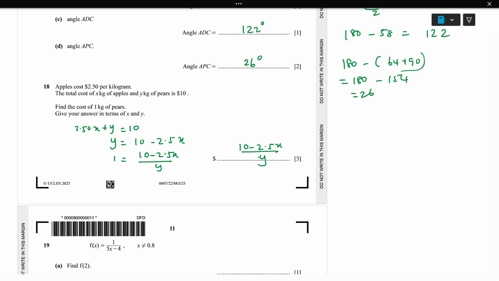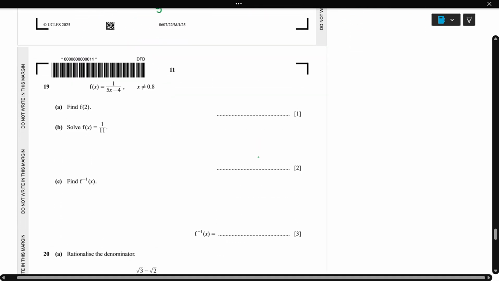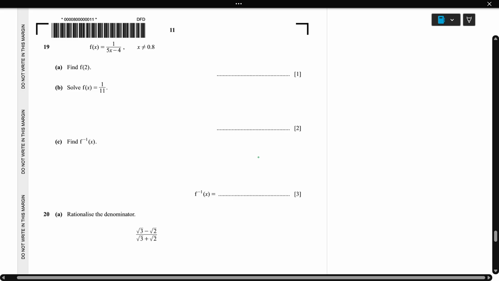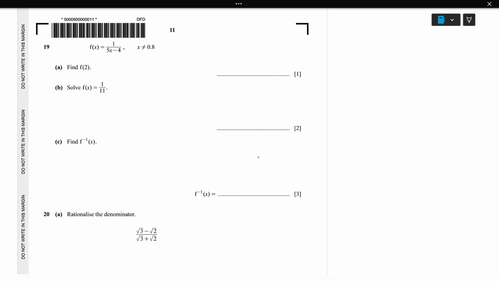The next question: the function f of x equals 1 over 5x minus 4. We need to find f of 2. Just plug in x equal to 2. So our answer is 1 over 5 times 2 minus 4, which is 1 over 10 minus 4, which is 1 over 6. So 1 over 6 is the answer here.